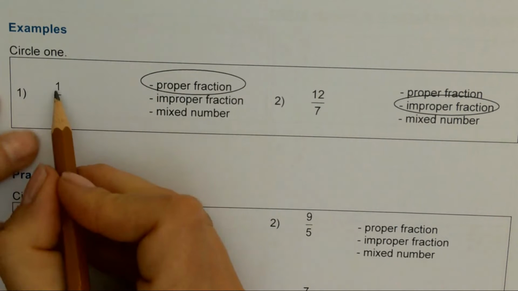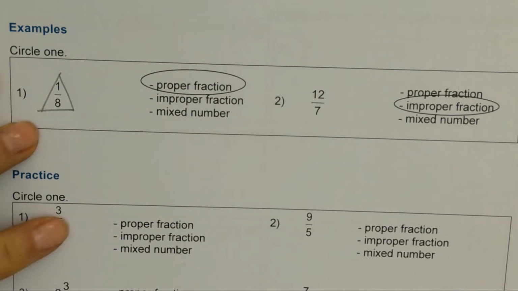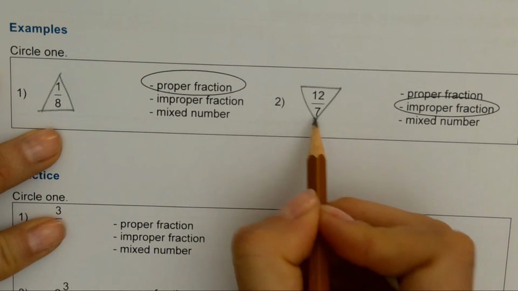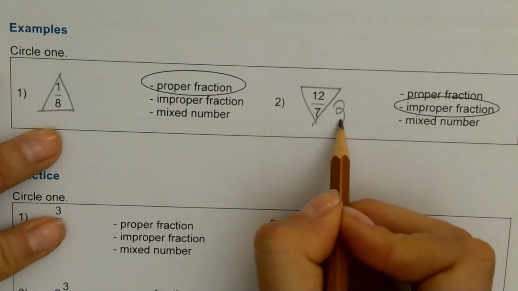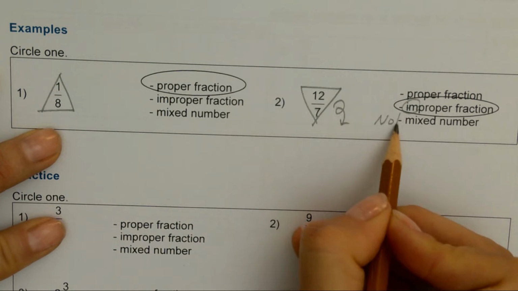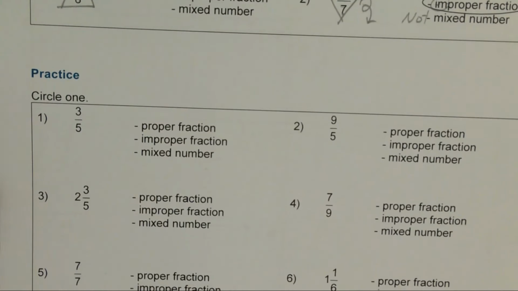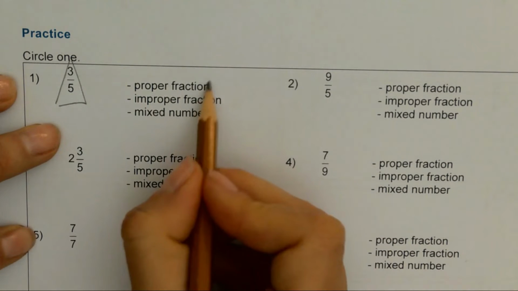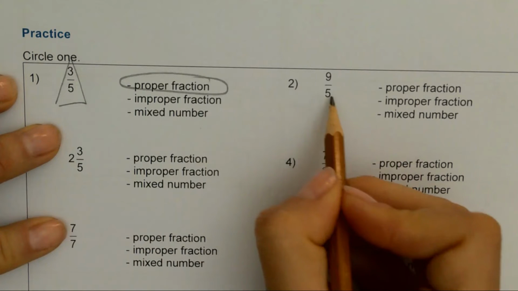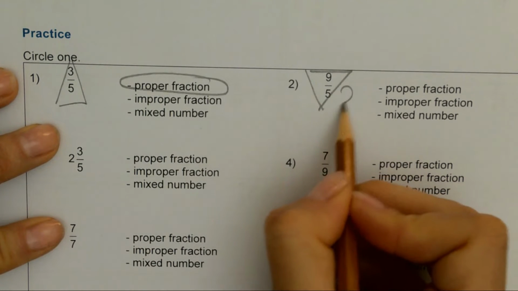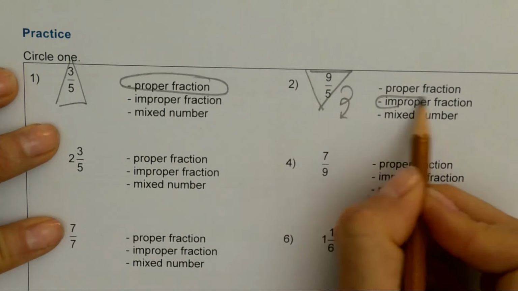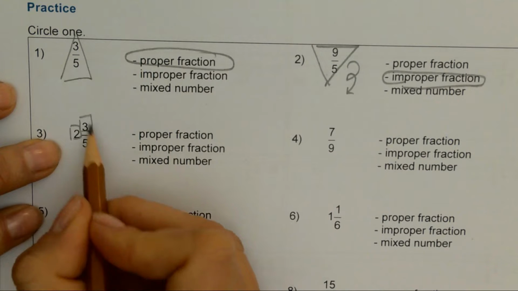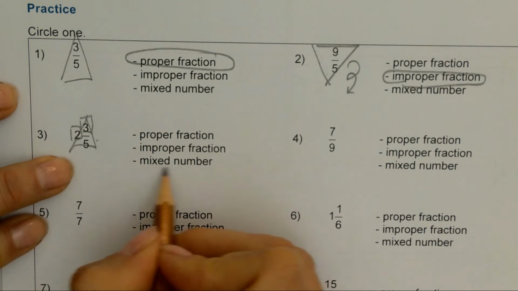So this is small, big. It's like a mountain, so it's a proper fraction. This one is like big up here and small down here, so it's a mountain that's upside down. So it's improper. It's not a proper fraction. Next ones. So this is like a mountain, so it's a proper fraction. This one's big on the top and small on the bottom, so it's like an upside down mountain, so it's improper. This has a number in the front and then the fraction, and so that's mixed.